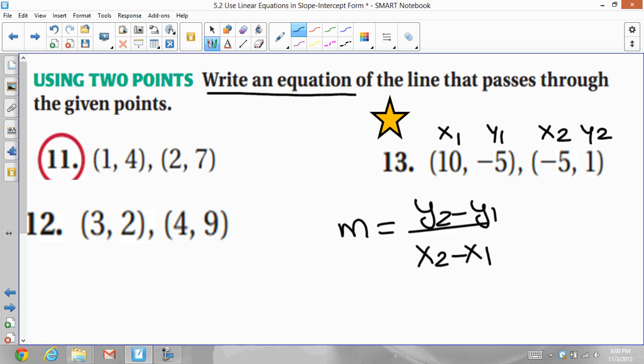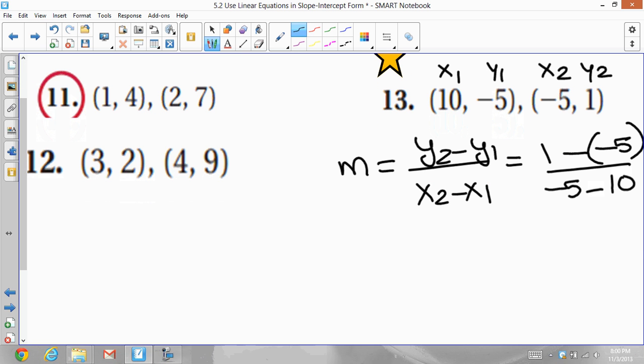So I'm replacing y2 by 1 minus my y1 is a negative 5. Make sure that you're using the parentheses because you got multiple negatives coming along. And your x2 is negative 5 minus x1 is 10. And solve this. The numerator is going to be 1 plus 5. 2 negatives changes to a positive. And the denominator, negative 5 combines with the negative 10 to give you a negative 15. So which gives you 6 over negative 15.